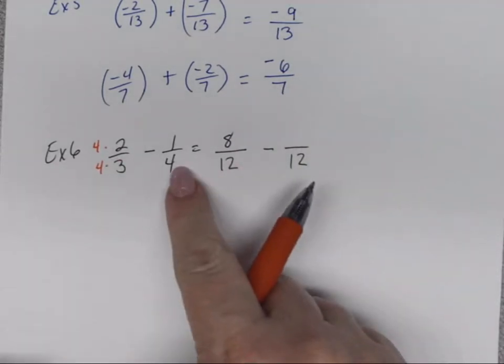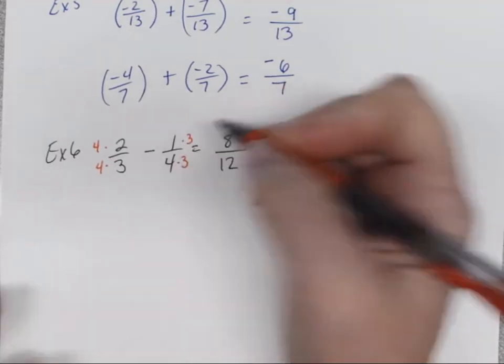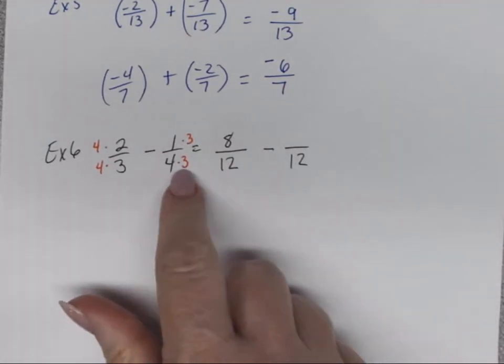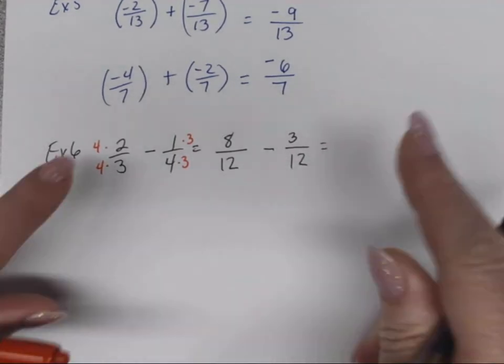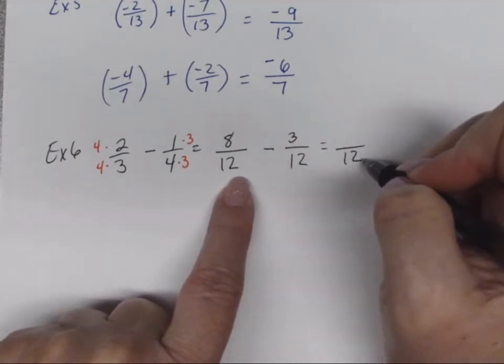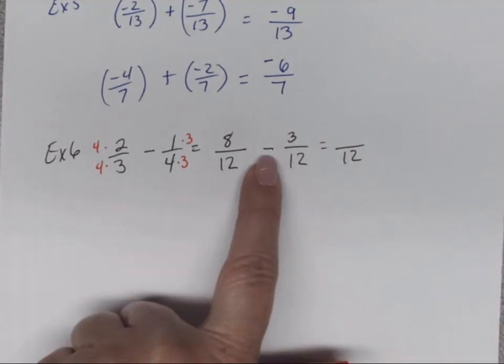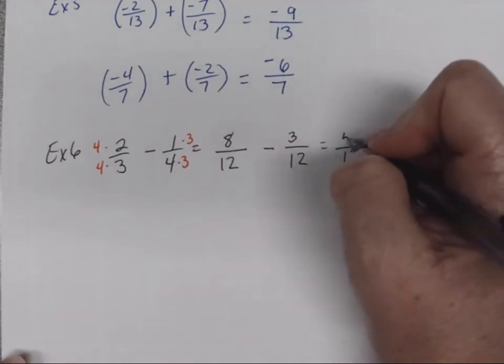Now for 4 getting to 12, I multiplied by 3. So whatever I do to the bottom, I have to do to the top. So 4 times 3 got me 12. 1 times 3 will get me 3. Now I'm back to what I just did on the previous problems. I'm going to keep the 12. Here we're not adding, we are subtracting because I have a positive and a negative. 8 minus 3 is 5.